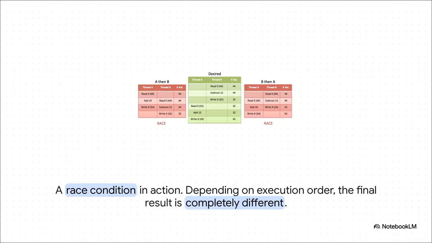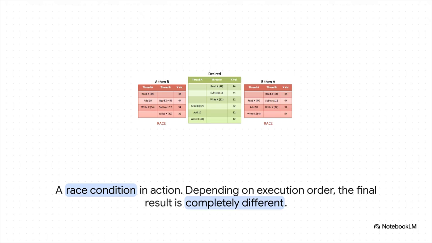This visual shows you exactly why this is so scary. Take a look at that middle example. Thread A reads the value of x, which is 44. But before it can write its result, the system switches to thread B, which also reads x as 44. Then thread A wakes up and writes its result, 54. But then thread B wakes up and writes its result, 32, completely blowing away the work thread A just did. The final result is just wrong. One of the updates was completely lost.